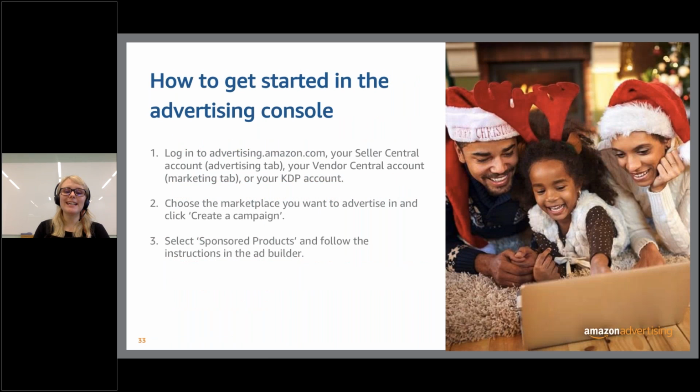So with that in mind, here's how you can get started. You would log into advertising.amazon.com, your Seller Central account, your Vendor Central account, or your KDP account. Then you choose the marketplace that you want to advertise in and click Create Campaign. Then you select Sponsored Product and you follow the instructions in the ad builder, which I'll show you in a little bit.